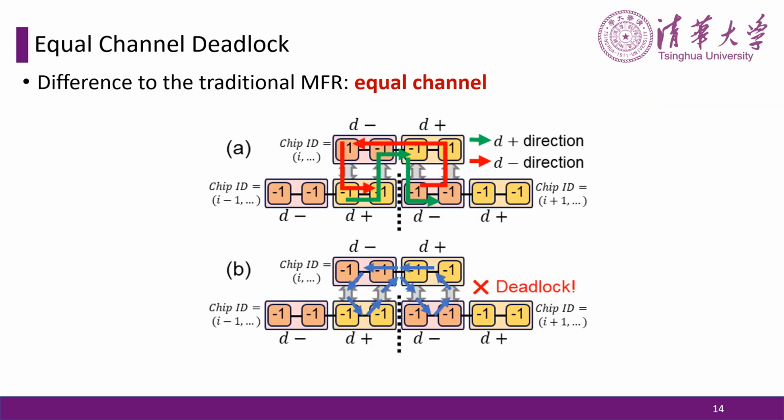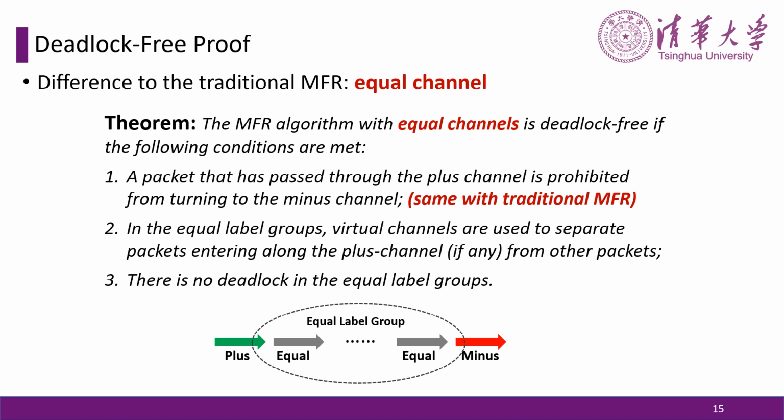The algorithm is based on traditional minus-first routing, but there are a few differences. To make the method scalable, each chiplet is individually labeled, and there are channels connecting nodes of the same label. This equal channel can lead to deadlocks, as shown in the figure. The dependency circle forms among the interface groups of the same label in the same dimension. Therefore, we improve the routing method to solve the deadlock problem.